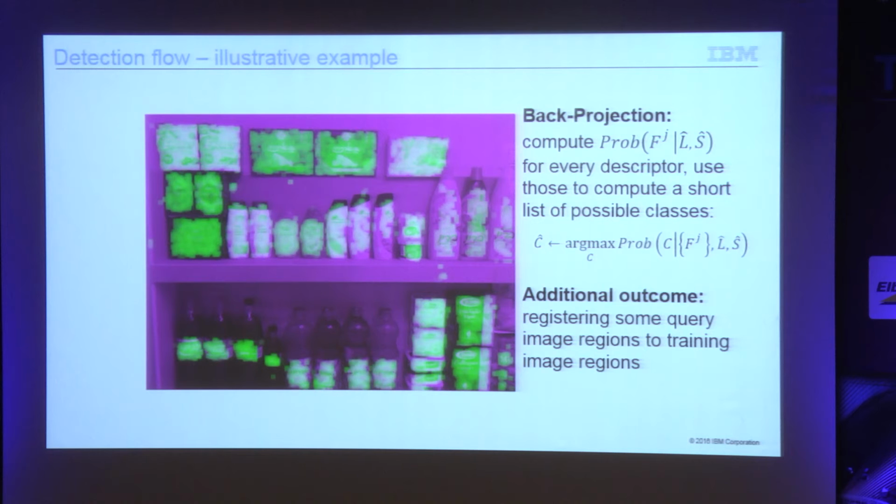So we're not only getting this short list of most likely classes, but also a full distribution over the possible classes. And an additional nice outcome of this is that we can map these back-projected conditional probabilities for the descriptors back onto the image, and both get some nice top-down segmentation of the pixels belonging to the object in the image, and also get a mapping between regions of the query image to the training images for the classes that we have detected. And this will be particularly useful when we talk about point clouds.